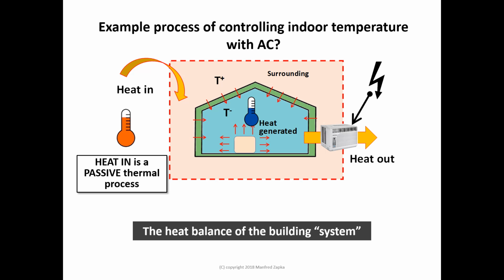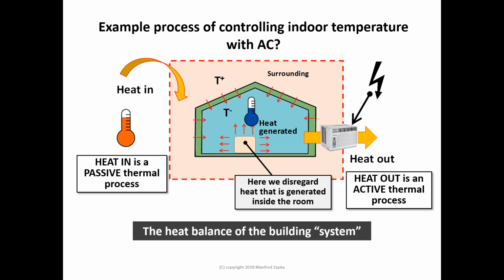The heat input, which in our case is a passive process where the indoor space is heated by a warmer outdoor environment. The heat output, which is in our case an active process where heat is removed from the indoor space by an air conditioning system. In our example process, we disregard heat that is generated inside our space and also aspects of latent heat transfer.